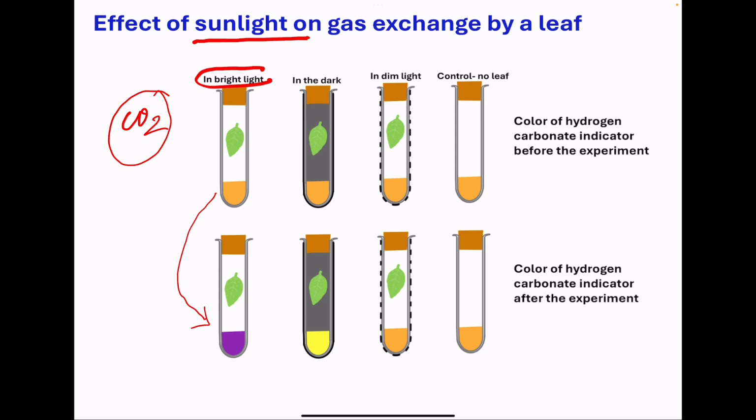So we see the color of the indicator changing from orange to yellow due to an increase in the concentration of carbon dioxide. And in dim light, we expect less photosynthesis to occur, and therefore the color does not significantly change because photosynthesis and respiration are equal. So overall, there is no significant change in the concentration of CO2, and so the color of the indicator remains.